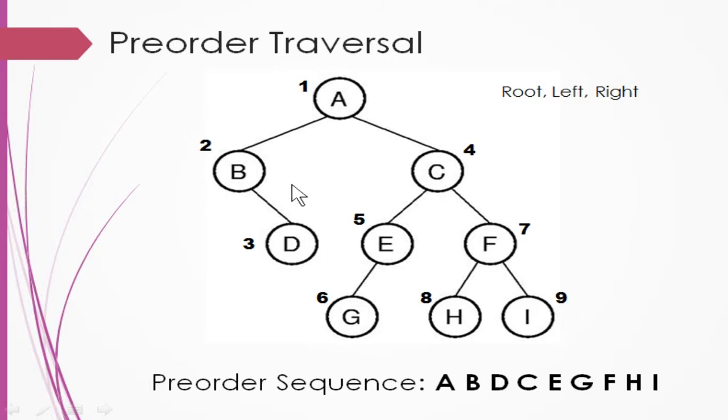So after that, left is completed, right? Root is completed, left is completed. Go to the right nodes. So in the right nodes, you have to go to the root. Okay, that is C, that is 4. Okay, you can see it has been written in the sequence.